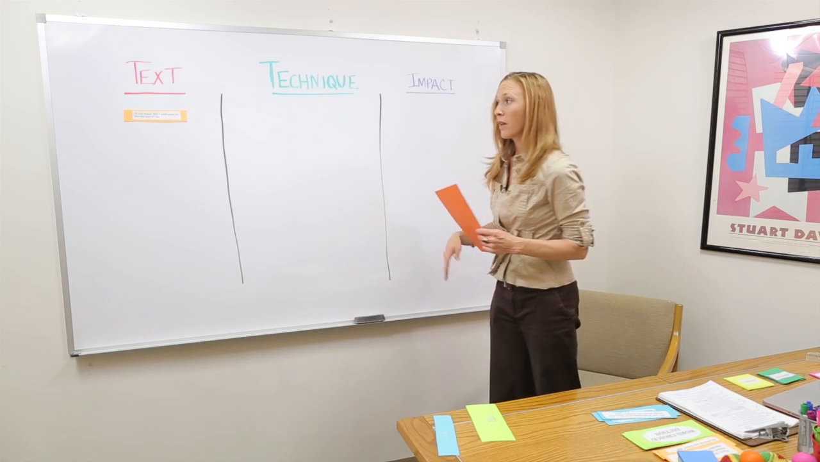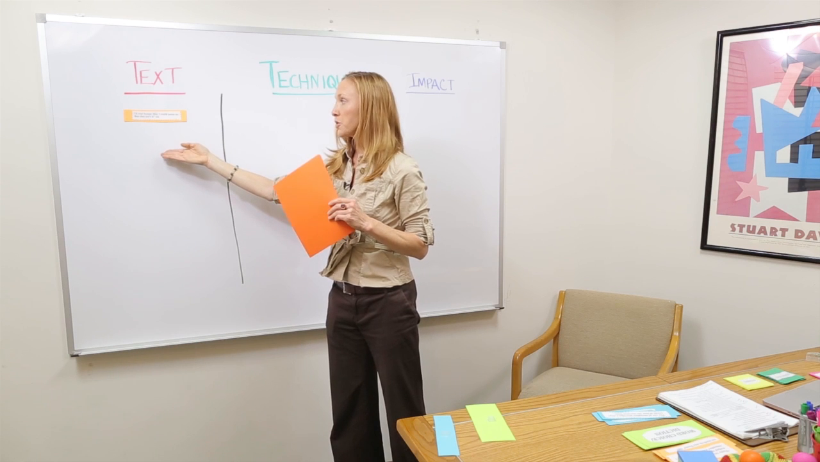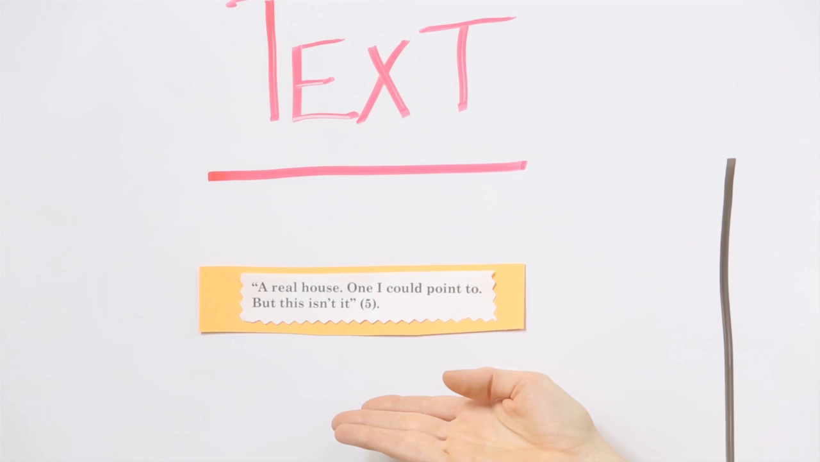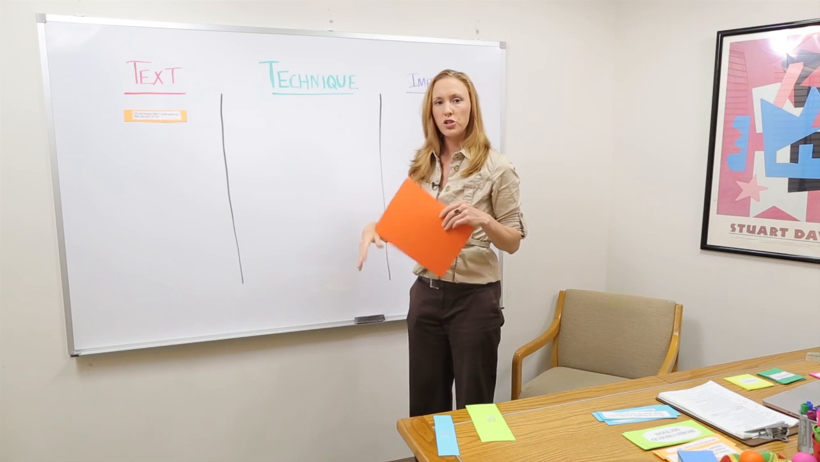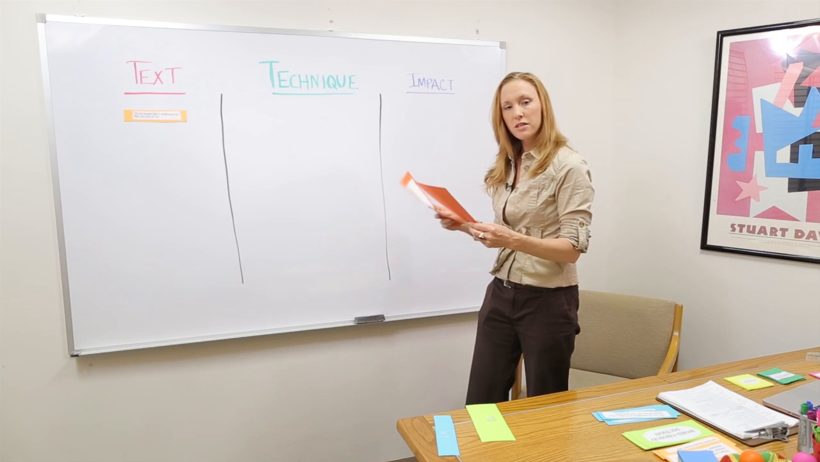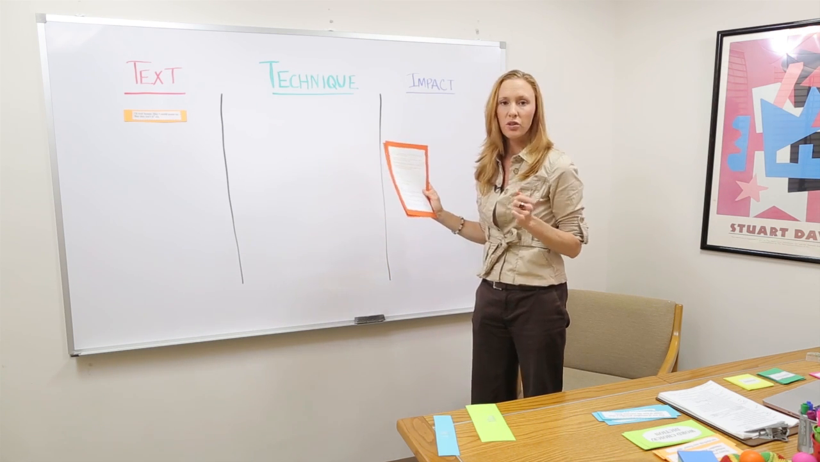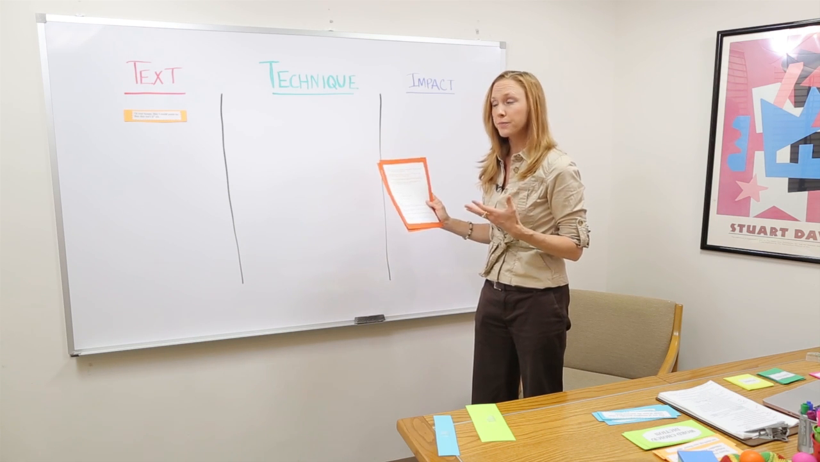So let's begin. I will say to the students, here's my text from Sandra Cisneros' House on Mango Street. The text reads, "A real house, one I could point to, but this isn't it." Very short, sweet, and to the point. Since they have a list of all the techniques on here, I simply need to ask them, which technique do you think Sandra Cisneros is really using right here that shows her style?